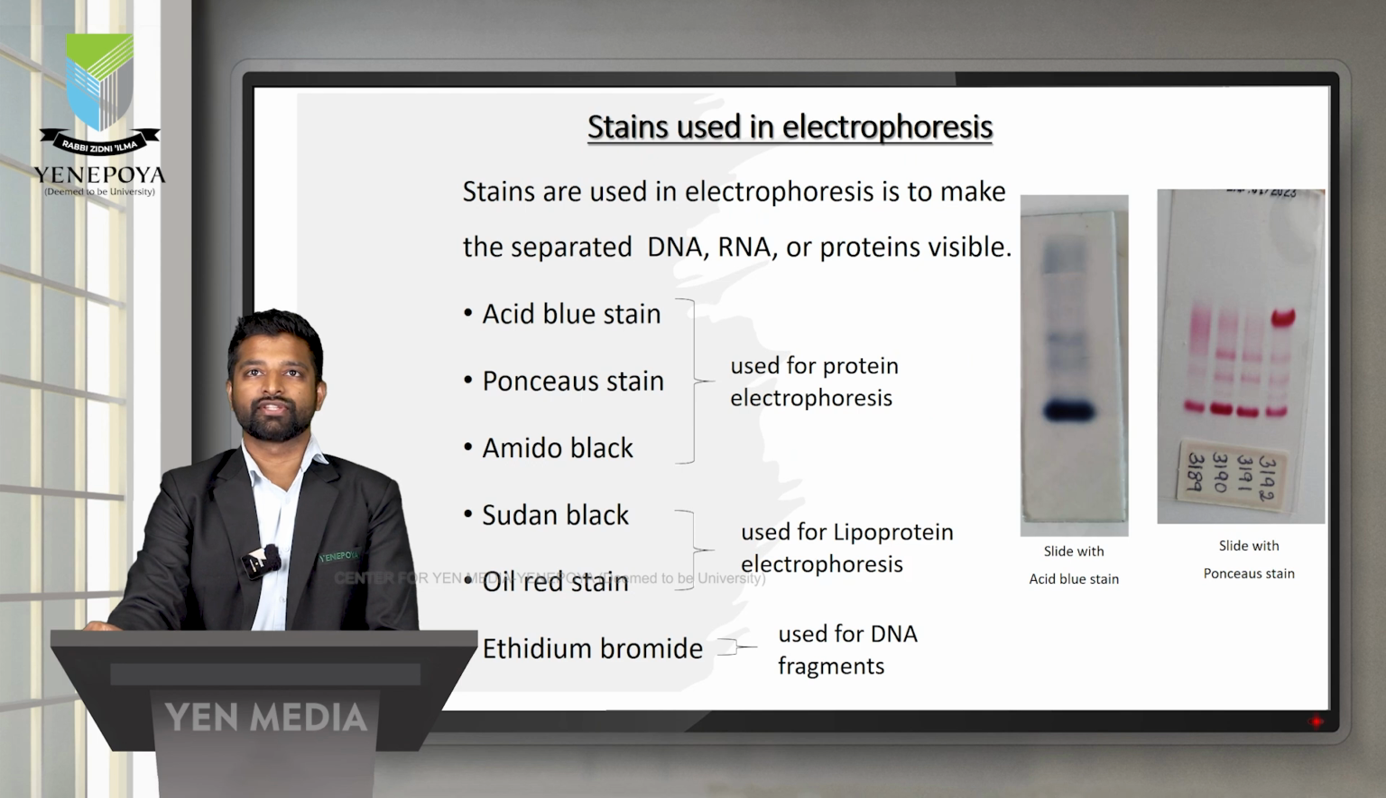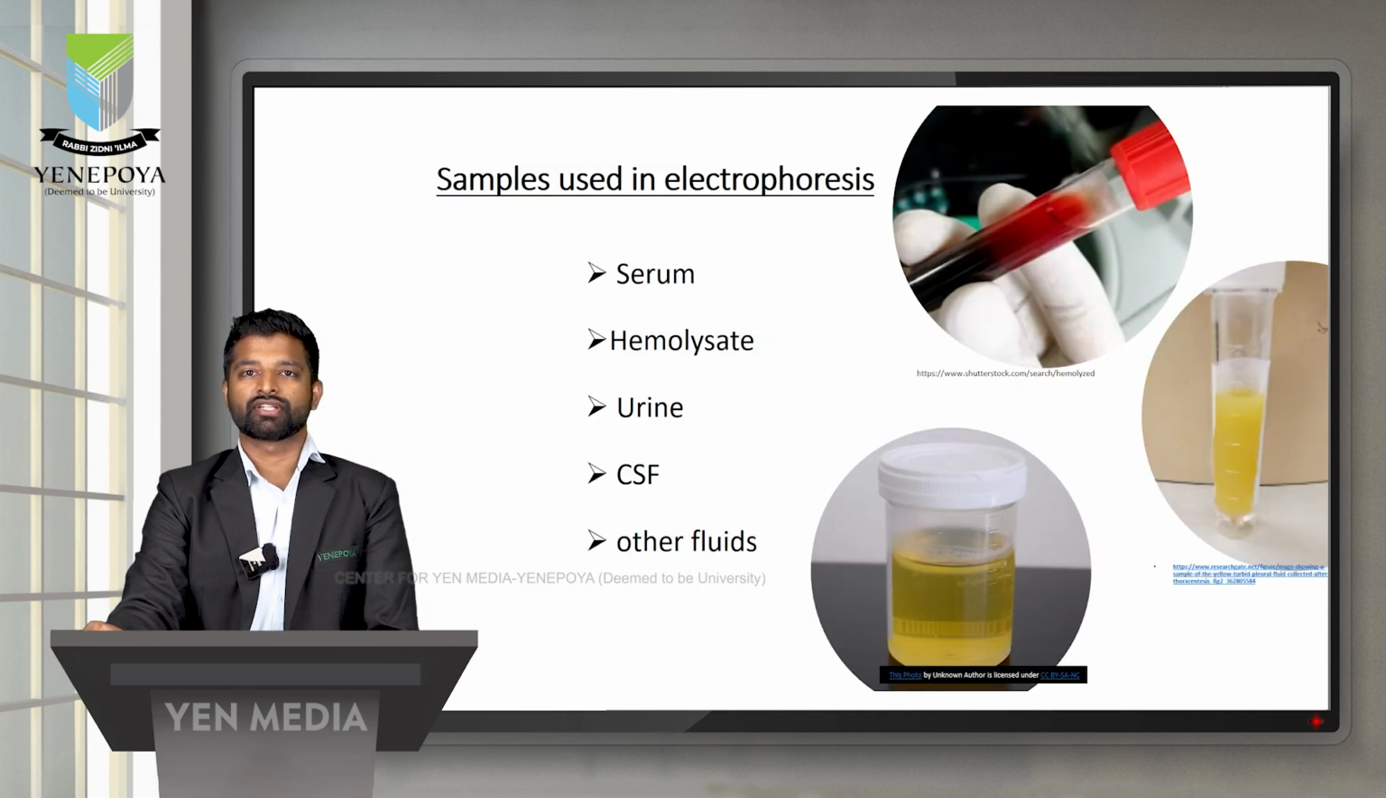Next, coming to the stains used in electrophoresis. Stain is an important component. Once the slide is ready, it will be in a transparent form. So to make the bands appear, we need to stain the slide. We can use acid blue stain, Ponceau stain and amido black stain for protein electrophoresis. Sudan black and oil red stain can be used for lipoprotein electrophoresis, and ethidium bromide stain we can use for DNA fragments estimation.